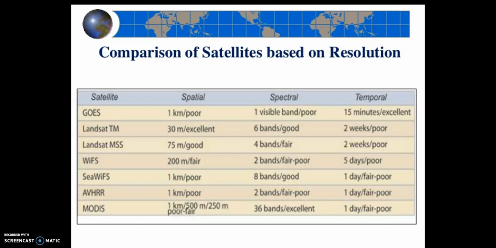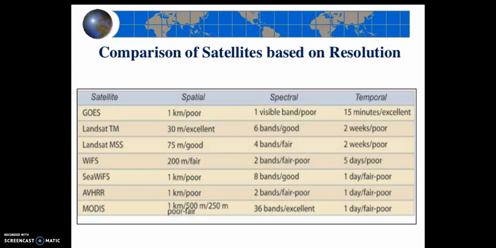that is the Geostationary Operational Environmental Satellite, which has a spatial resolution of 1 kilometer. The spectral is 1 band in the visible. Then the temporal is 15 minutes. The Landsat has 30 meters, excellent spatial resolution. The spectral is 6 bands, and the temporal is 2 weeks. Coming to the Landsat MSS, it is 75 meters, 4 bands, and 2 weeks is the temporal resolution.